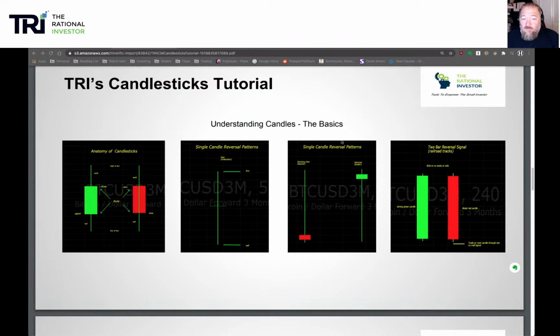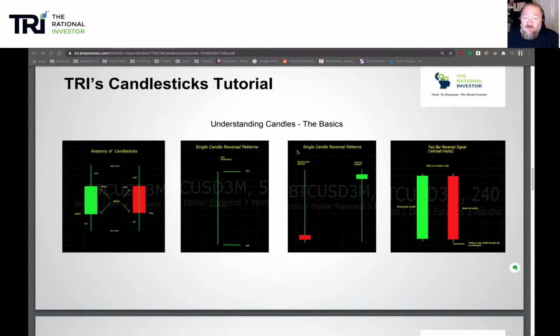For single candle reversal patterns, it does not matter what color any of these are. If there's indecision in the marketplace, it doesn't matter if this is ultimately a red or a green. Similarly, for a shooting star, it doesn't matter if it finished green or red, and the hammer doesn't matter if it finished green or red.